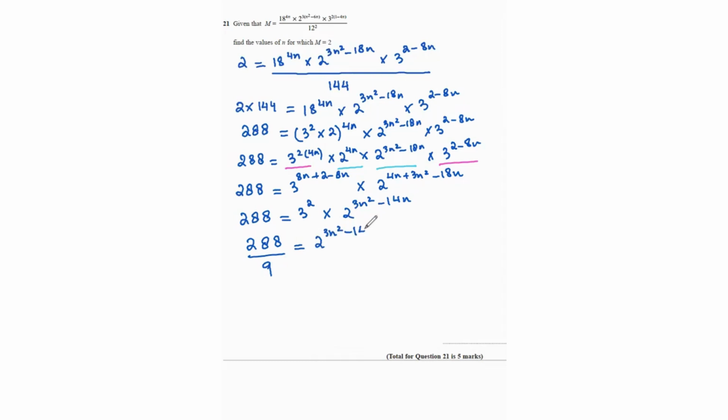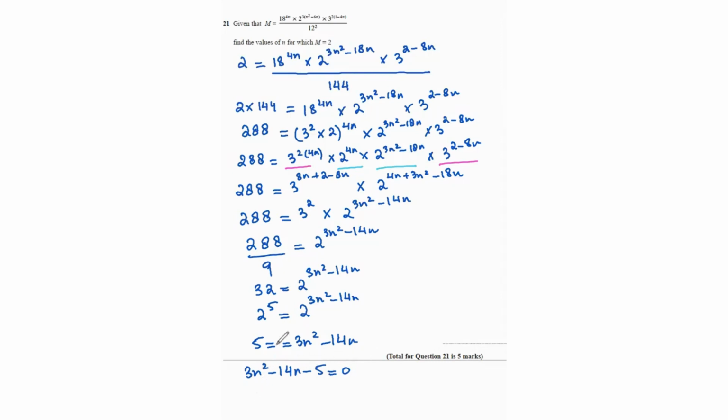This is very similar to the first question. So 288 divided by 9 is 32. And 32 can be rewritten as the base of 2, because that's 2 to the power of 5. So 2 to the power of 5 equals 2 to the power of 3n squared minus 14n. Same bases on both sides, so we put the powers equal to each other. And now we have a quadratic equation, which is 3n squared minus 14n minus 5 equals 0.